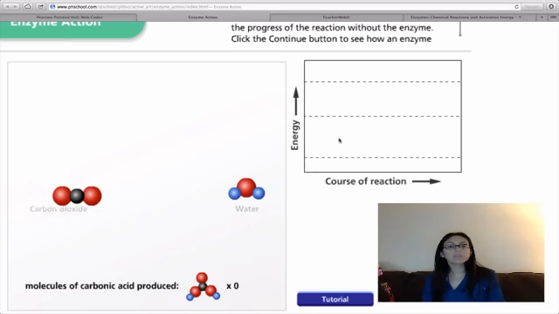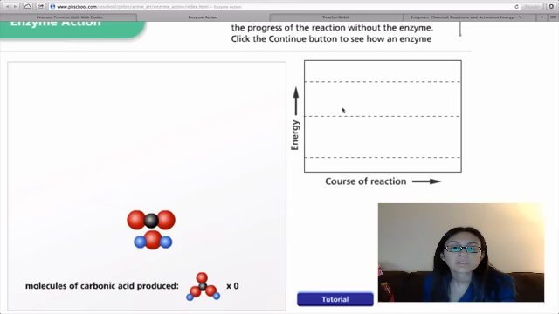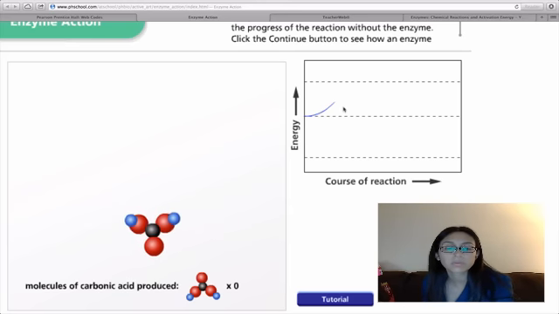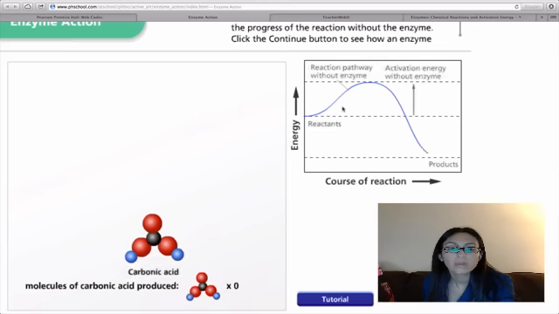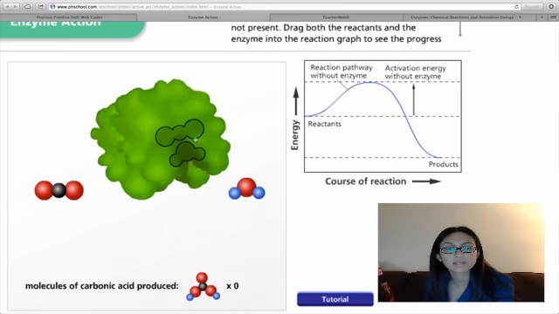Okay, so the chemical reaction starts to take place. Bonds are broken, new bonds are formed, and in this amount of time, we made 1,000 products. Okay, so 1,000 of these carbonic acids. So remember, we started with carbon dioxide and water. Now we have carbonic acid, a new product here. Well, let's see what happens when we add an enzyme.